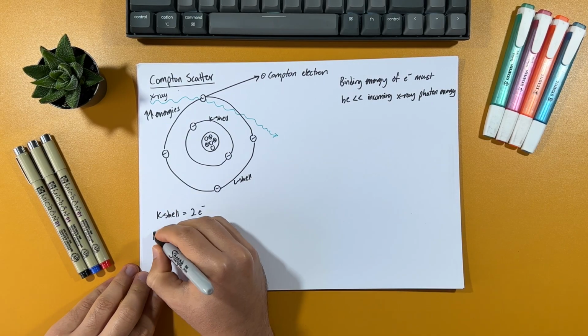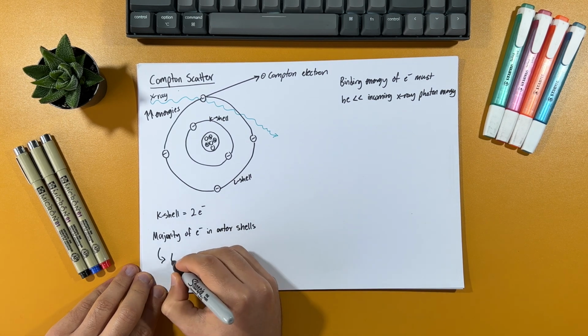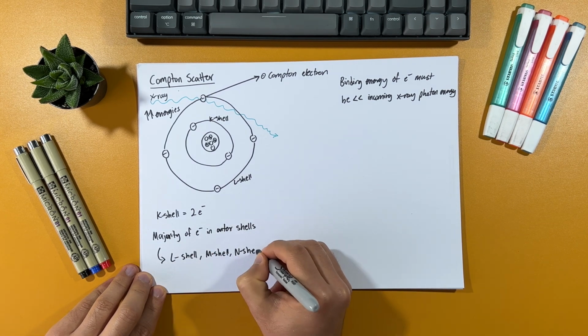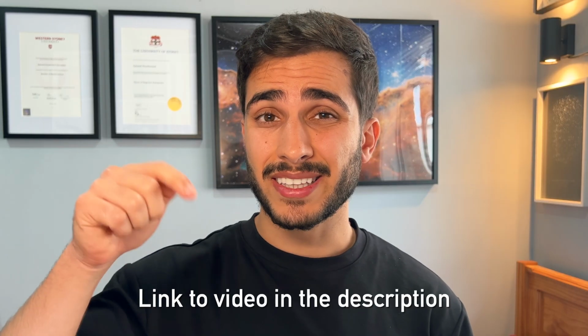So when you think about it, Compton scatter actually interacts with the vast majority of electrons in a sample of tissue, because the K-shell only houses two electrons, and the rest are in the L, M, and N shells and so on, depending on the atomic number of the atom. I talked about electron shells in the previous video, so I'll link that down below for you.